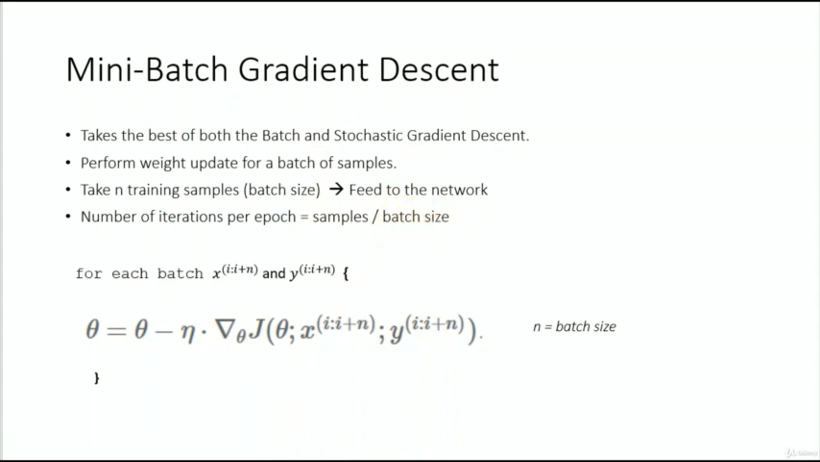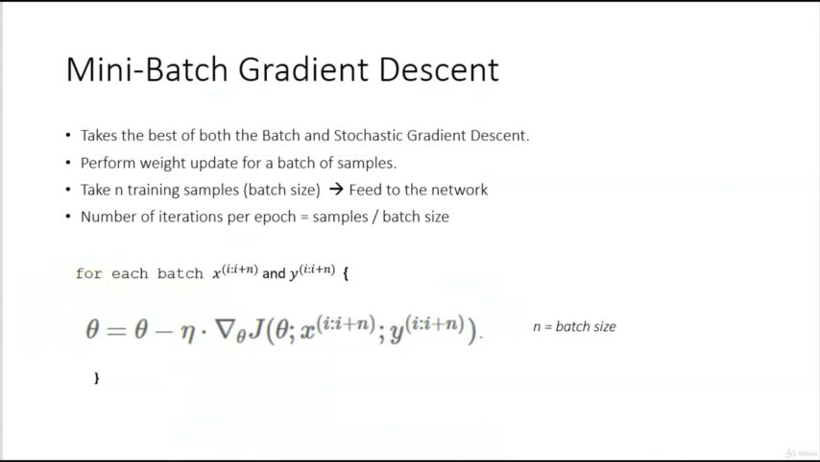So each batch will contain a specific number of samples, and then you're feeding this batch to the network, calculating the loss, updating the weights. Alright, so in order to calculate the number of iterations, you need to divide all of your samples by the batch size. So this is how it's mathematically represented.